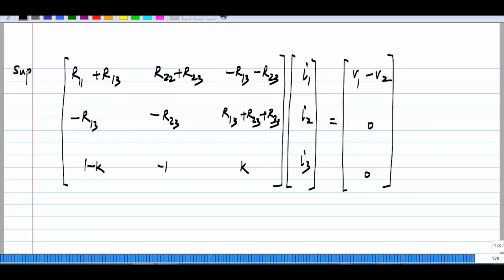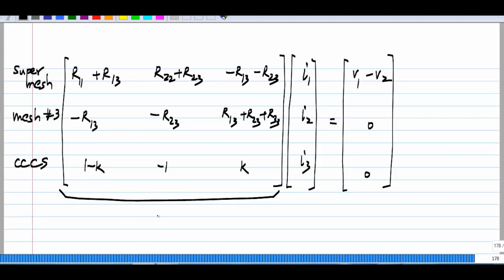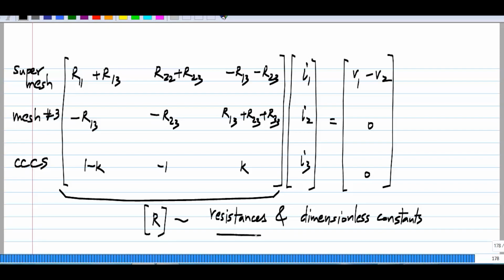So the first row is for the super mesh, the second row is for mesh number 3, the third row is the constraint coming from the current controlled current source. And I will continue to call this R or resistance matrix, but you realize that this has both resistances and dimensionless constants. So these entries are all resistances and these entries are dimensionless constants.